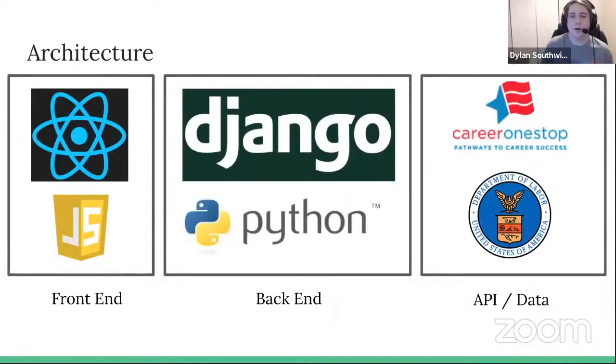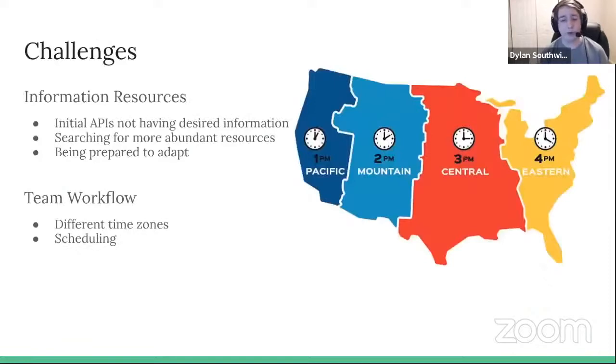Thank you, Jarrett. For the architecture of our application, we utilize the React JavaScript library for designing the user interface, and we use the Python framework Django to handle the bulk of our API calls on the back end. Also, with the Career One-Stop API, we were able to access job information that is populated directly from the United States Department of Labor.